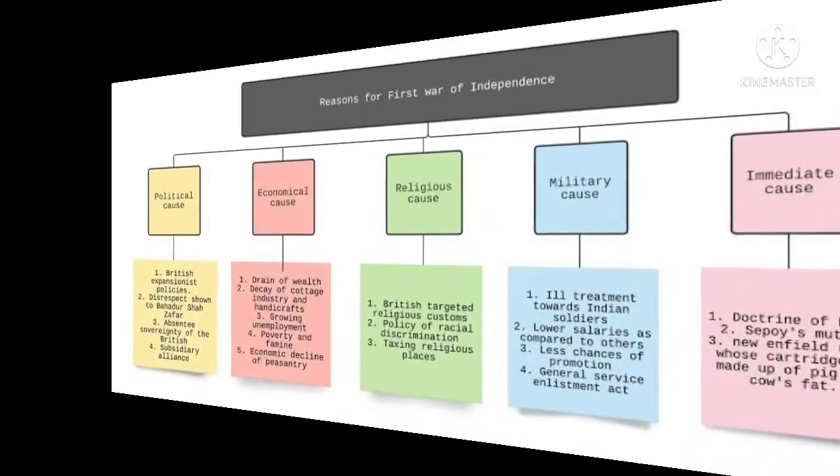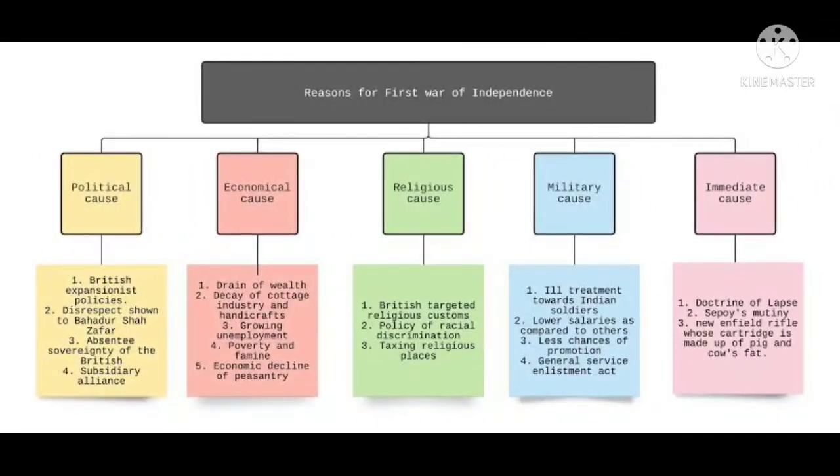Third, social causes. The British practiced social discrimination such as the attitude of racial superiority that denied Indians from traveling in first-class compartments in trains and from higher posts for educated Indians.